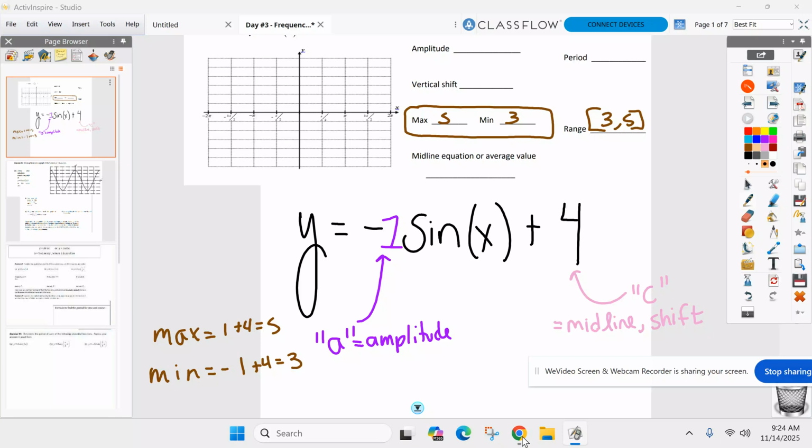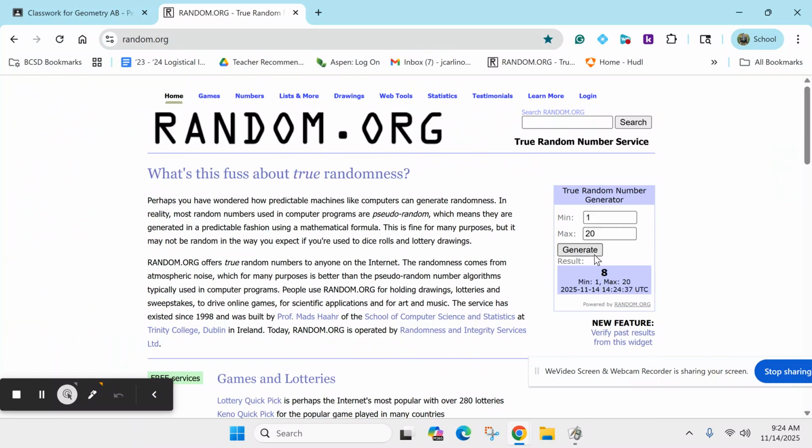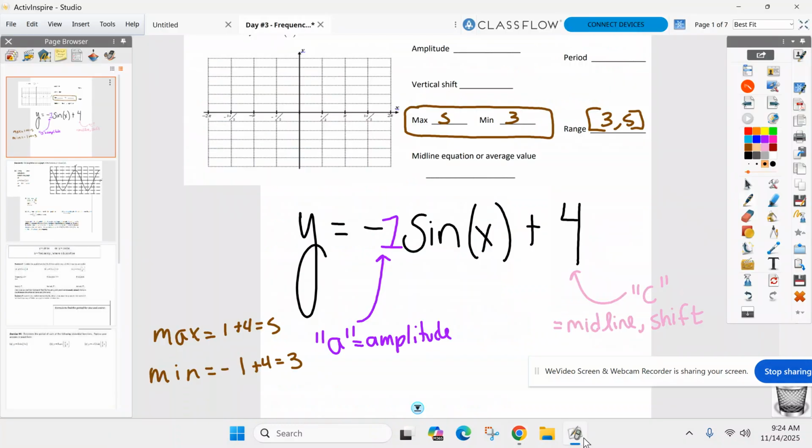Vertical shift. Up, down, how many units? Let's go. Up 4. People who were here yesterday, I do not accept +4. You have to tell me the word up or the word down. You putting +4, I don't even know if you know if plus means up or down. Seriously. So up 4. Yep.